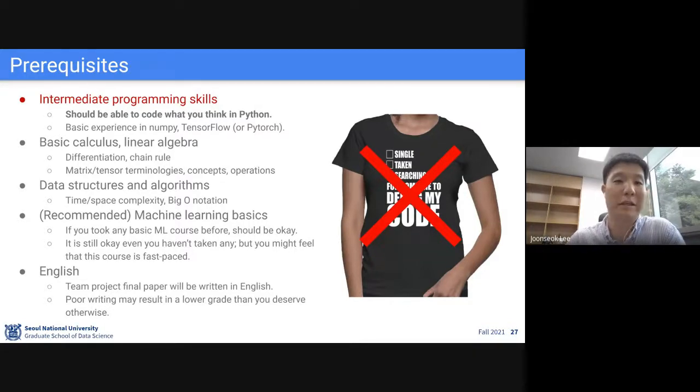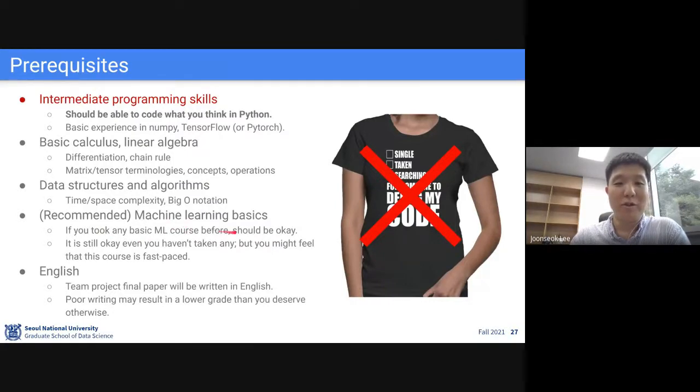if you need. And data structures and algorithms: we don't heavily use complex data structures in this course, but sometimes we may need some basic understanding of data structures. I will also use the big O notation without any additional explanation. So if you don't know what it is, maybe this course can be really hard for you. Just let me know if you have any questions.